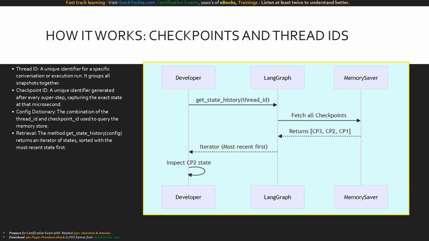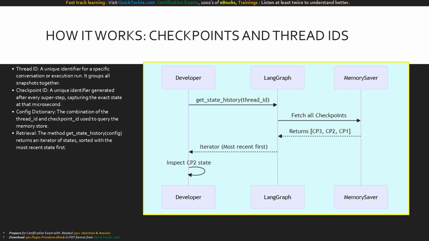The primary tool for this is the getStateHistory config method. When you call this, LangGraph reaches into the database and returns an iterator of all past states. Crucially, these states are sorted in reverse chronological order, meaning the most recent state is always the first item returned, making it easy to step backward.